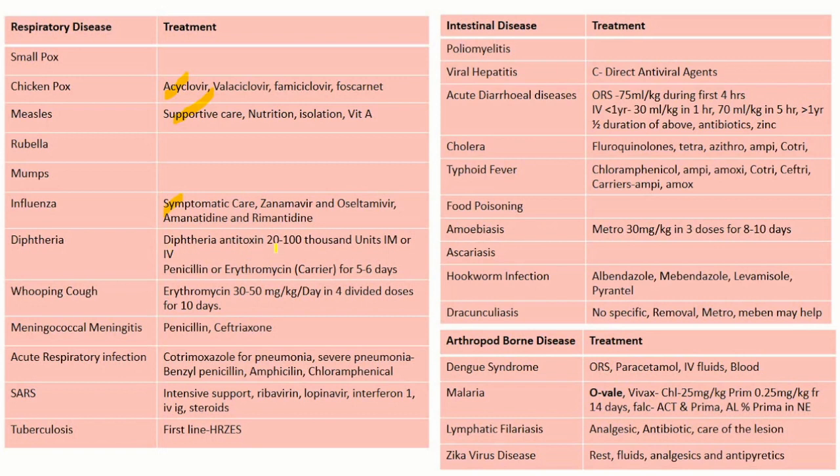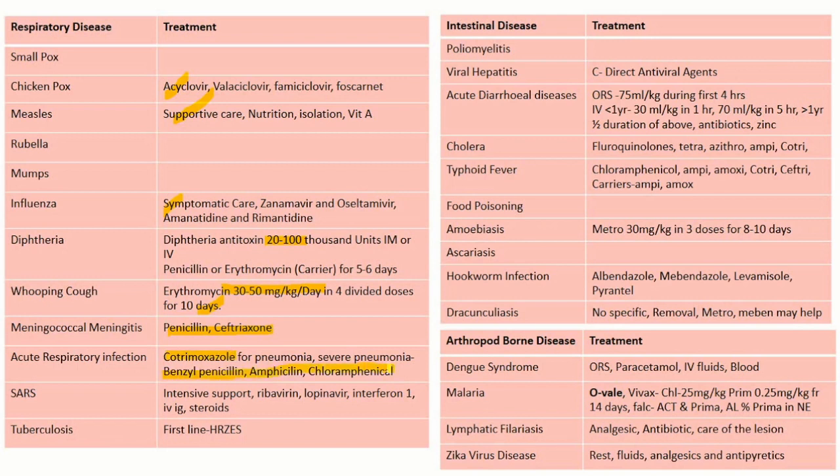Diphtheria, antitoxin 20,000 units, IM or IV. Penicillin or erythromycin for 5 to 6 days is the drug of choice. Whooping cough, erythromycin 30 to 50 mg per kilogram per day in 4 divided doses for 10 days. Meningococcal meningitis, penicillin is the first choice, or ceftriaxone. For acute respiratory infection, cotrimoxazole when pneumonia is present. If severe pneumonia is present, then we have to go for benzyl penicillin, ampicillin, chloramphenicol.